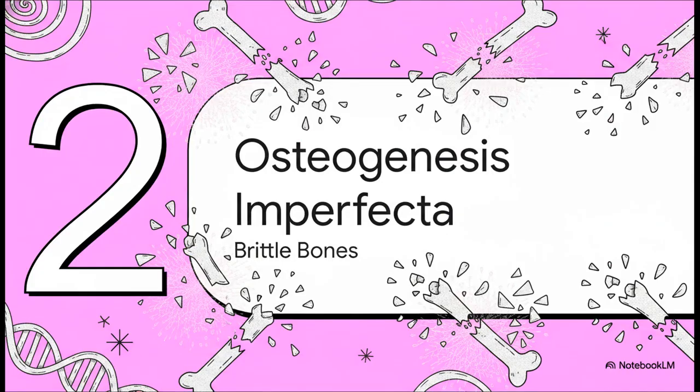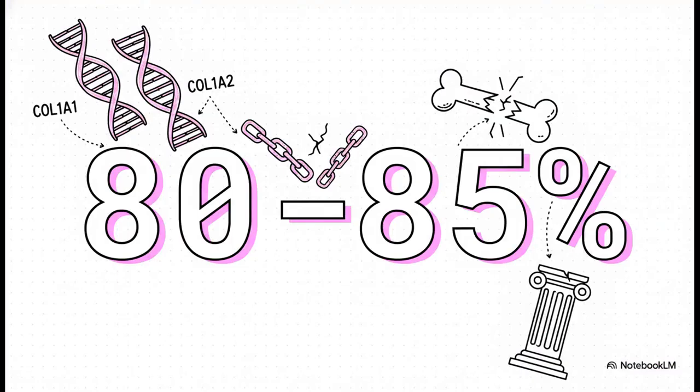Which brings us nicely to Section 2, osteogenesis imperfecta, better known as brittle bone disease. Let's see what happens when those structural beams fail. It's actually wild how concentrated the genetic cause is here. A massive 80 to 85% of all OI cases stem from mutations in just two specific genes, COL1A1 or COL1A2. These are the genes responsible for type 1 collagen, and when they mutate, it sets the stage for those massive architectural collapses we see in patients.